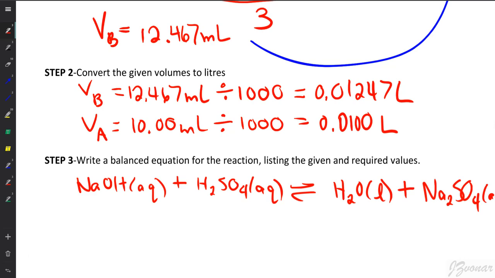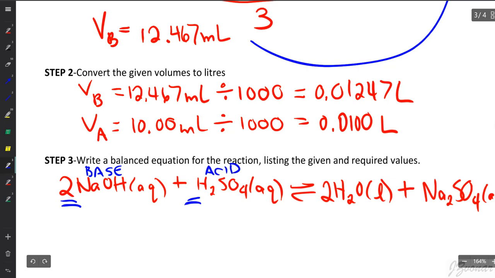So now I need to balance it. I'm going to place a 2 here, and I'm going to put a 2 here, and so now I am balanced. And so what you'll notice here, folks, is that we got a ratio of 1 to 2. This is my base to my acid. Okay, so at this point we need to solve using our mole ratio.